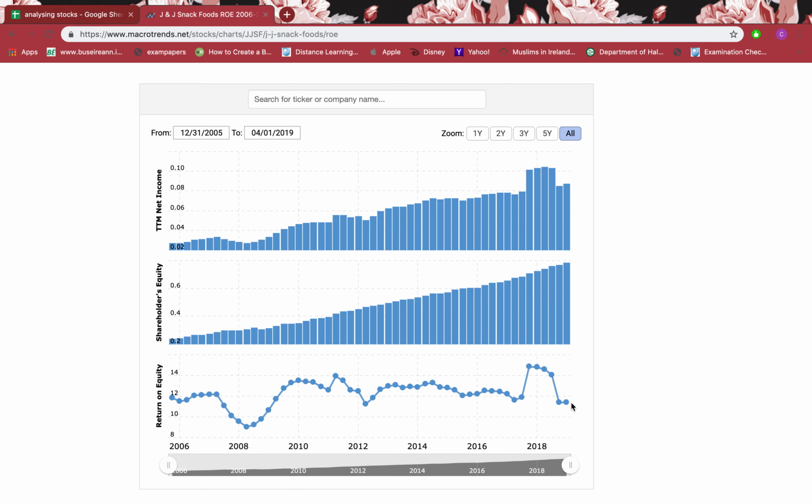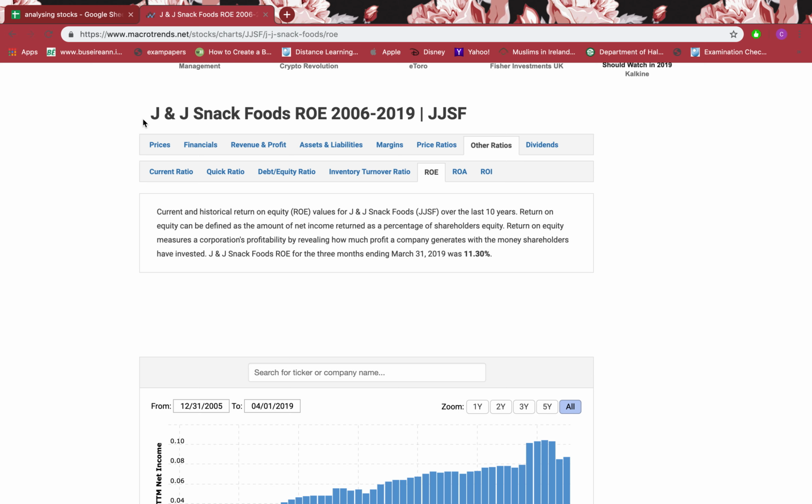Okay, so we are looking at 8% or more than that. Right now it's 11%, which is more than 8%. Let's look previously, consistently, if it has ever been below 8%. Never. So it has never been below 8% in the past 14 years, which is brilliant. It's doing brilliant in terms of return on equity.